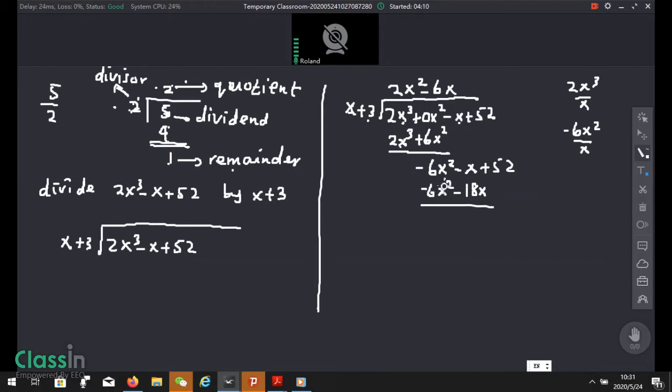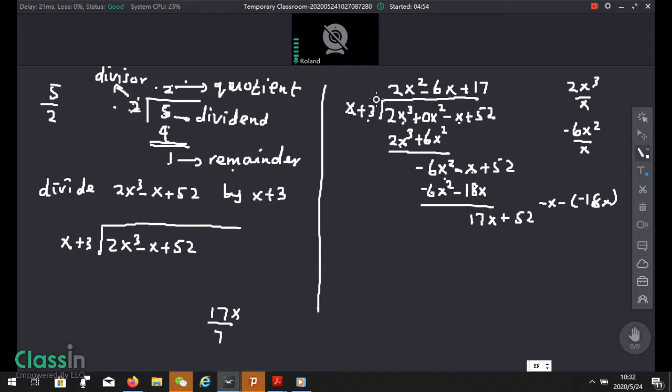Of course, one more time we subtract. Negative 6x squared minus negative 6x squared goes to 0. Negative x minus negative 18x is positive 17x. Then, of course, we have 52. We can still divide. We can divide 17x by x, and if we do, we will have 17.